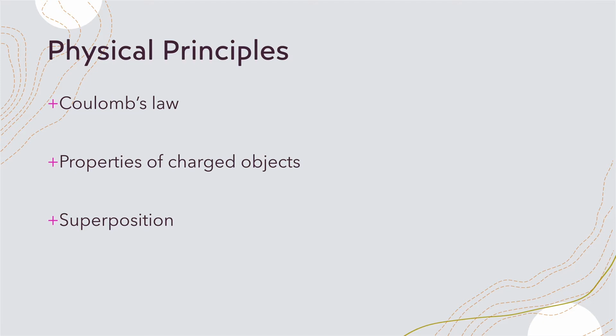It includes Coulomb's law, which represents the electric field experienced by an object in the vicinity of another charged object. It also includes the properties of charged objects, specifically that like charges attract and opposite charges repel. Finally, this lab includes the principle of superposition, which states that the total electric field experienced by an object is the sum of the electric field created by every other charged particle affecting that object.